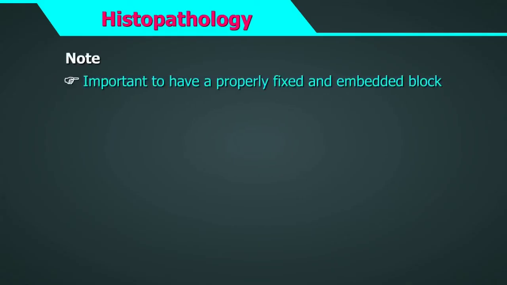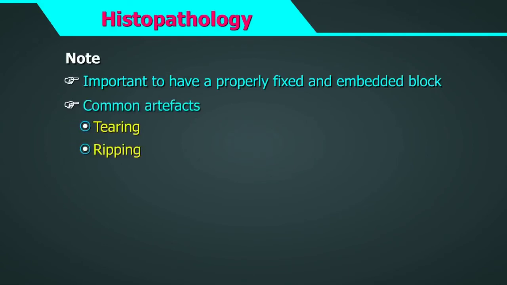Note: it is important to have a properly fixed and embedded block, or artifacts can be introduced in the sectioning. Common artifacts include tearing, ripping, Venetian blinds, holes, folding, etc.